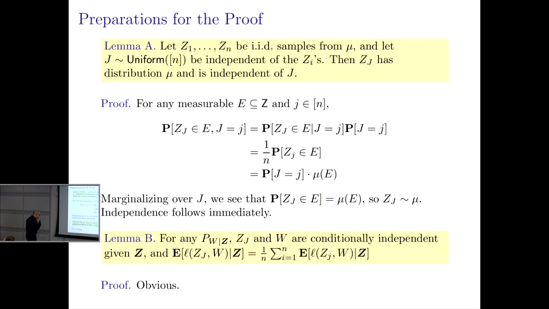The other statement is that for any learning algorithm W that works on the data, Zj and W are conditionally independent given the data. And moreover, I can write the conditional expectation of the loss on a randomly chosen example, given the data, as this average.